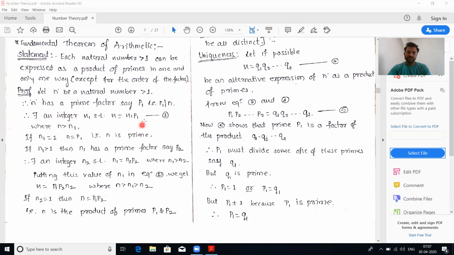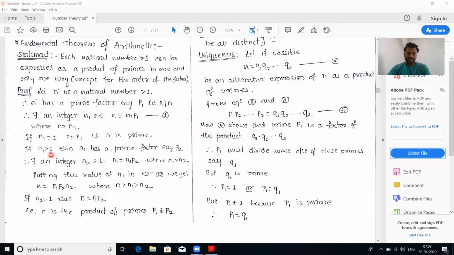We are writing equation 1 by using the definition of divisibility. As p1 is a factor, the remainder is 0. So n equals n1 into p1. If n1 is equal to 1, then n equals p1, that is, n is a prime number.